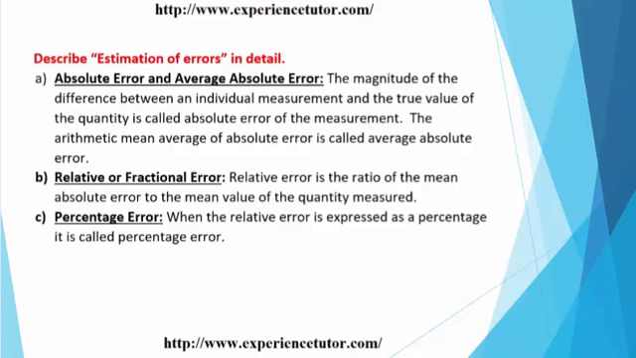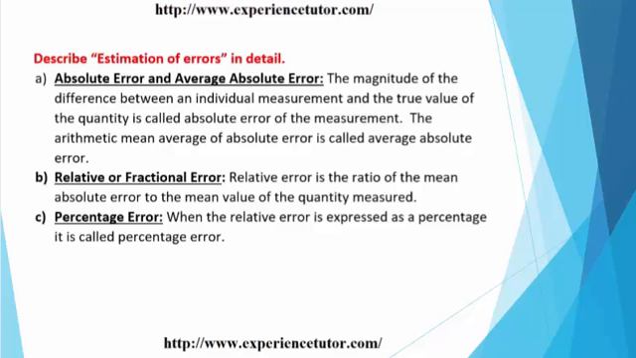Next question is: describe estimation of errors in detail. A. Absolute error or average absolute error. The magnitude of the difference between an individual measurement and the true value of the quantity is called absolute error of the measurement. The arithmetic mean (average) of absolute errors is called average absolute error.